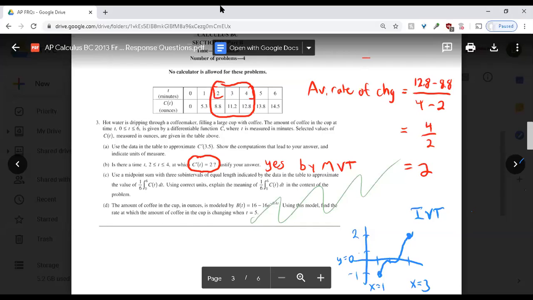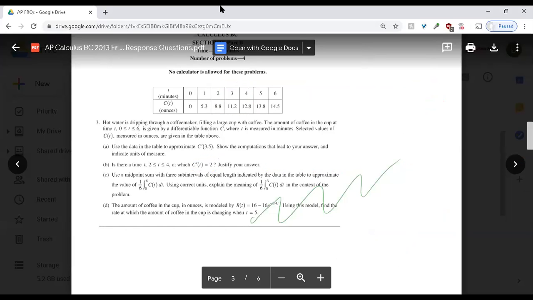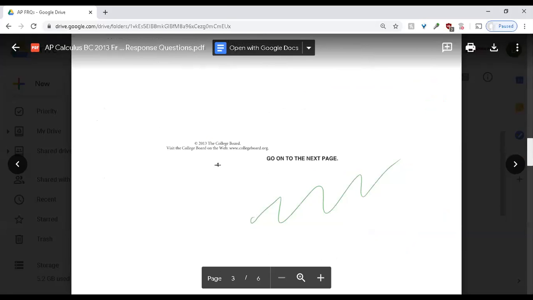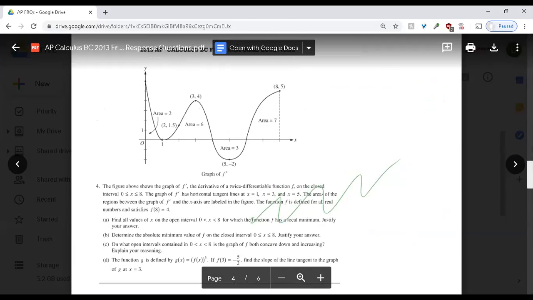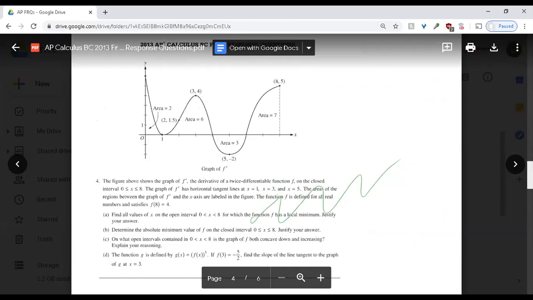Okay, so we're good on number 3. That was 3B. Okay, so clearing this out, going to number 4. Okay, I'll take questions on number 4 now.